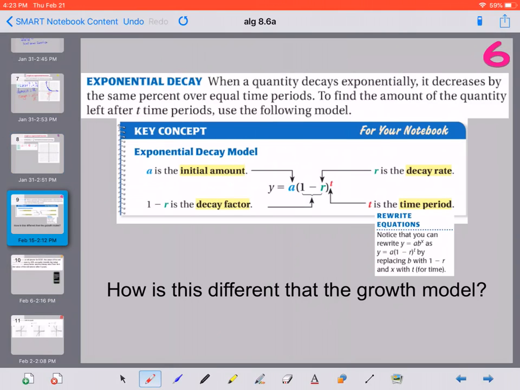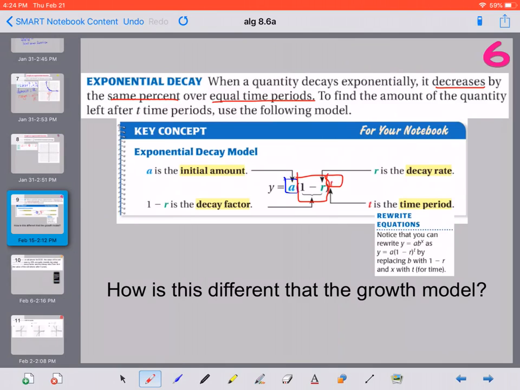So here we're talking about exponential decay. When a quantity decays exponentially, it decreases by the same percent over equal time periods. To find the amount of the quantity left after t time periods, use the following model. A is the initial amount. We have 1 minus r this time, and we still have t for our time. So r is the decay rate, t is the time period, 1 minus r is the decay factor.